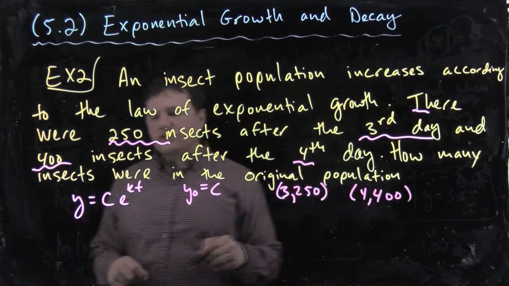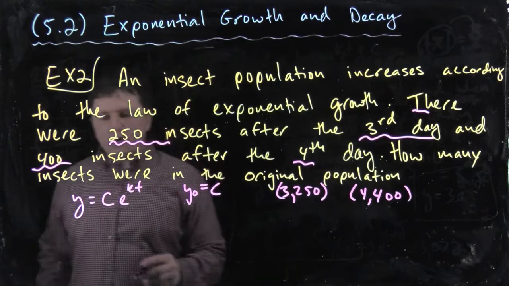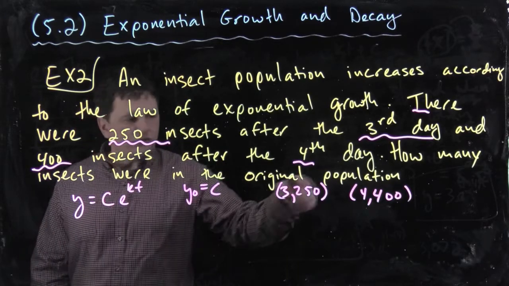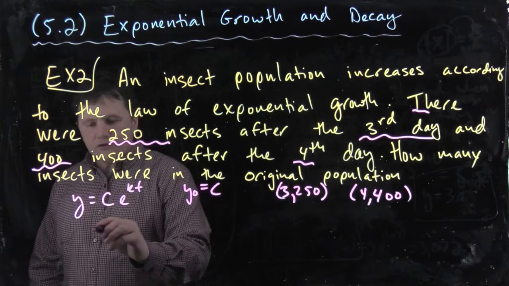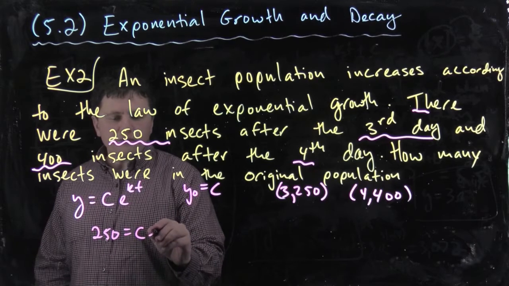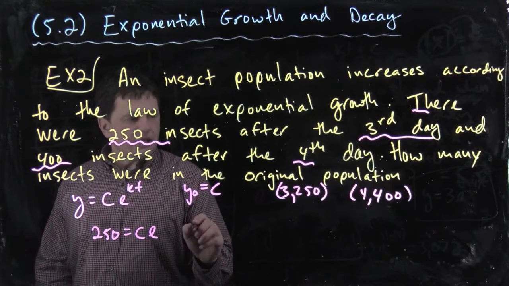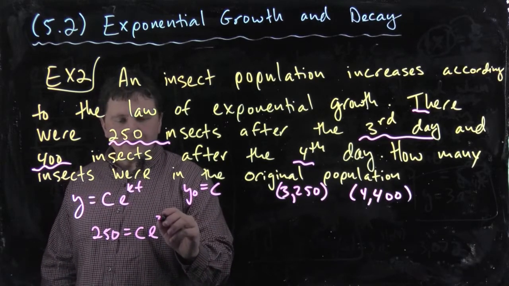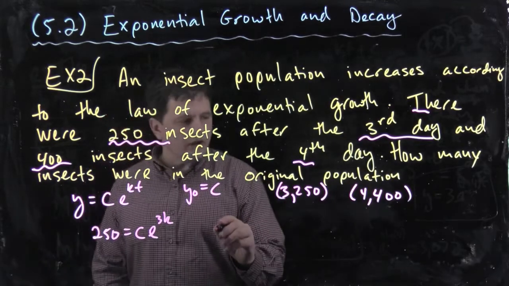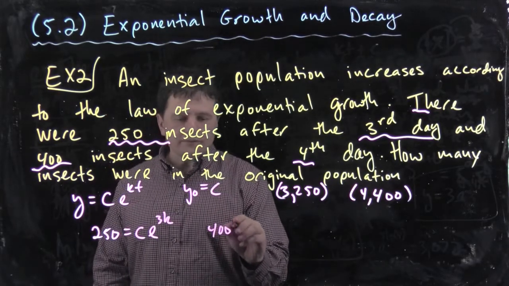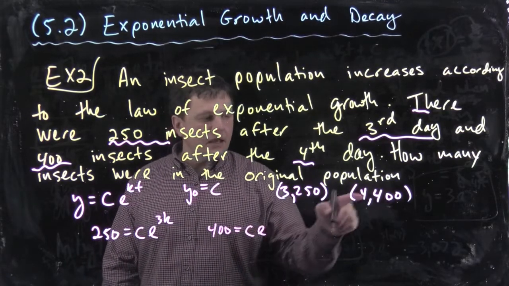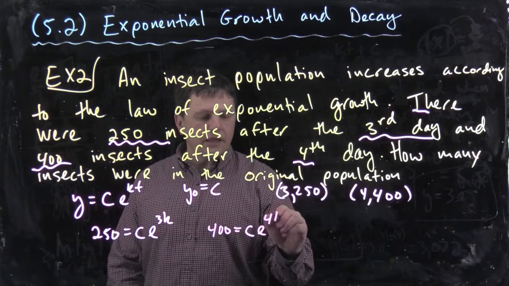That's going to allow us to solve for c. So I need to plug both of those in. Because I have 2 unknowns, I need 2 equations. So 250 is equal to c e to the kt, so that'll be 3 times k, all right? And then the other equation is going to be 400 is equal to c e to the 4k.